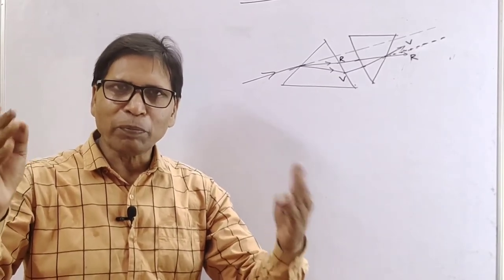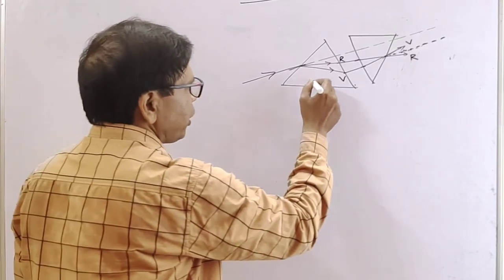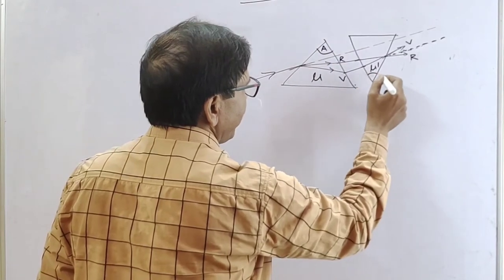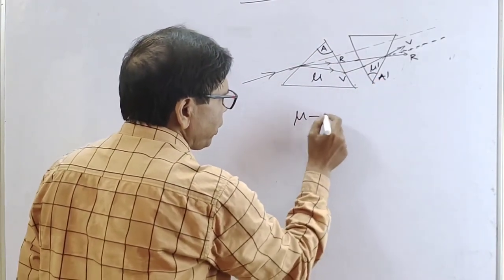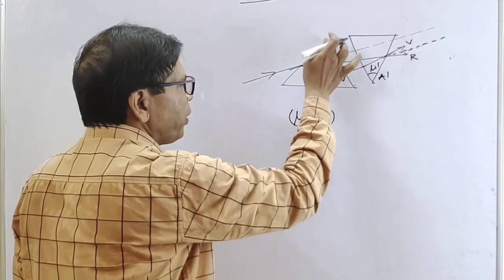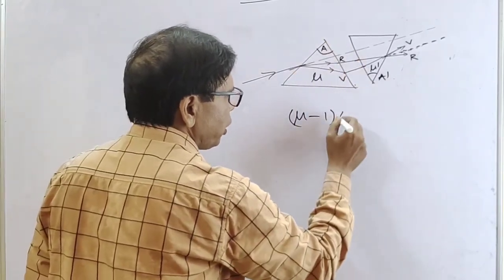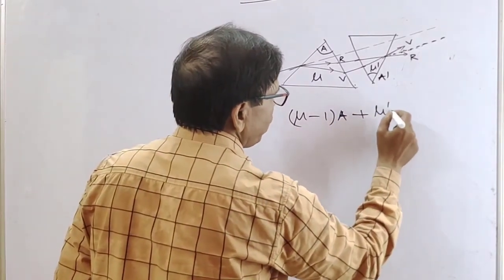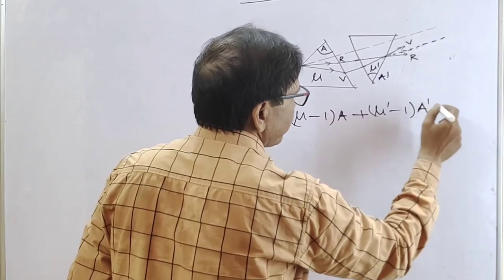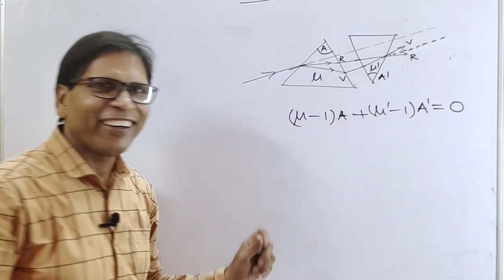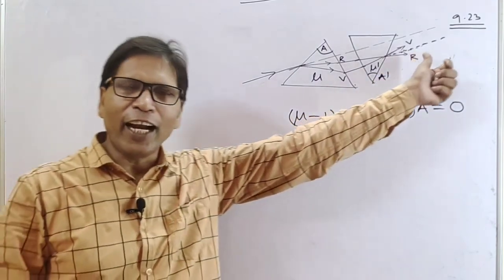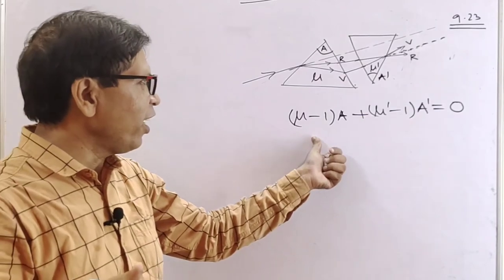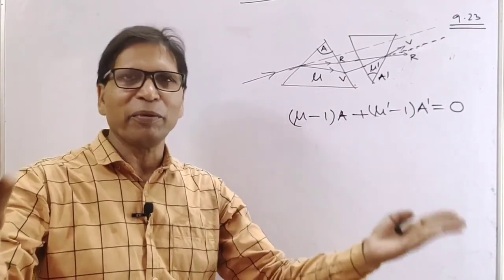Now the condition of dispersion without deviation, look at this. If the RI is mu, this is mu dash, this is A and this is A dash, then the deviation of the ray in this prism is (mu minus 1) into A, and in this prism it is (mu dash minus 1) into A dash. The total deviation is 0. This is NCERT numerical 9.23, that is, this is the condition of dispersion without deviation.